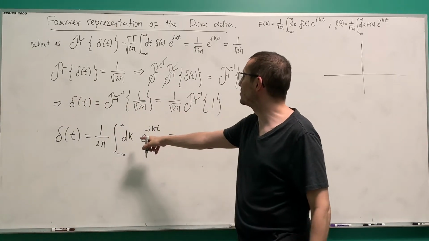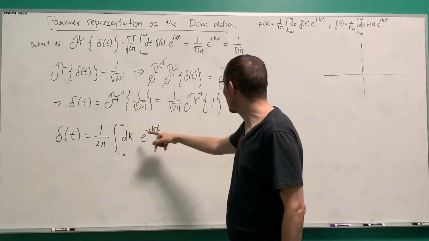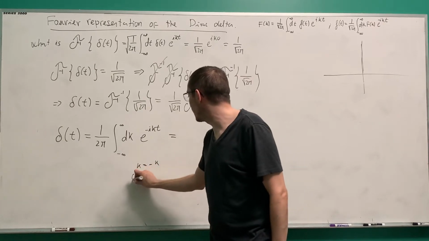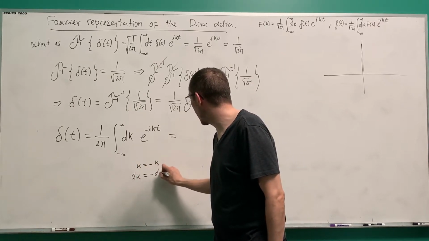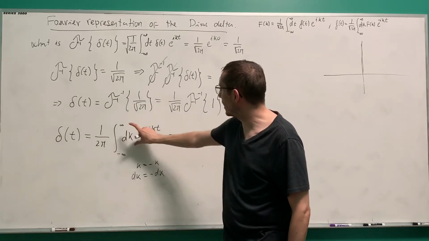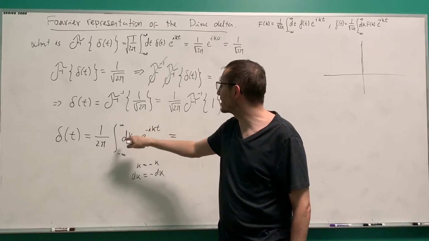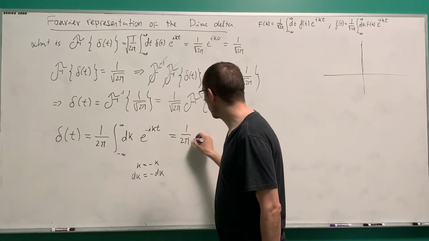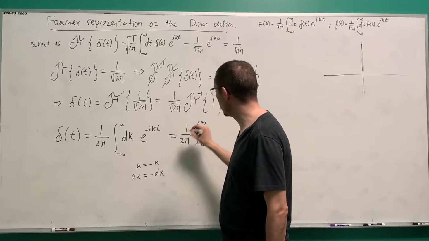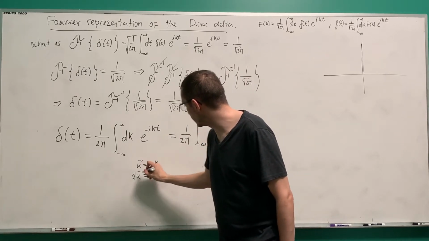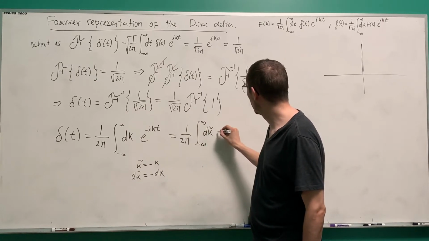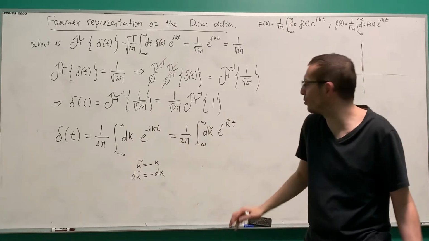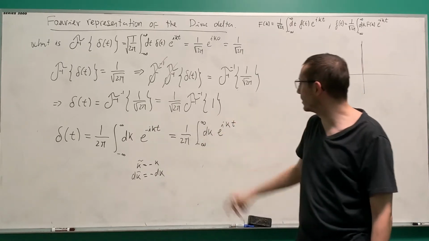I can do the change of variables k to minus k. Then dk is equal to minus dk. So the change of variables swaps the limits of integration, but I get an extra minus sign from the differential dk. Overall, what I get is 1 over 2 pi, integral from minus infinity to infinity, dk tilde e to the i k tilde t. And because it's a dummy variable, I can remove the tilde.